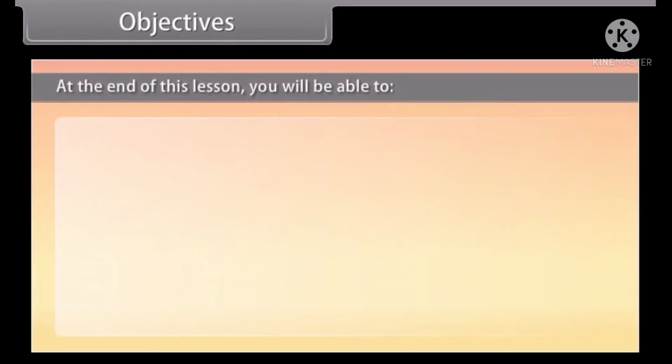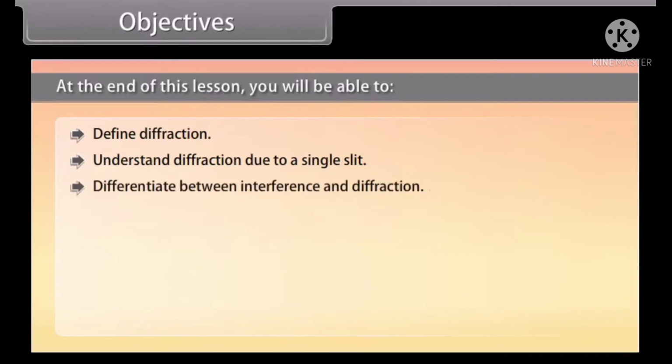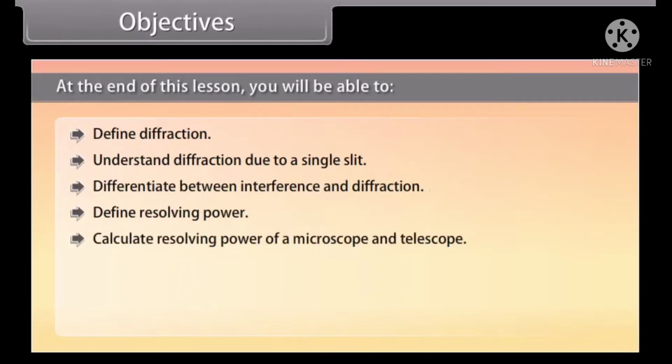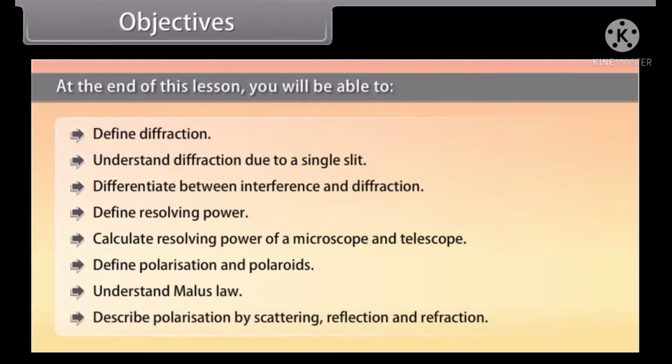Objectives. At the end of this lesson, you will be able to define diffraction, understand diffraction due to a single slit, differentiate between interference and diffraction, define resolving power, calculate resolving power of a microscope and telescope, define polarization and Polaroids, understand Malus' law, and describe polarization by scattering, reflection and refraction.